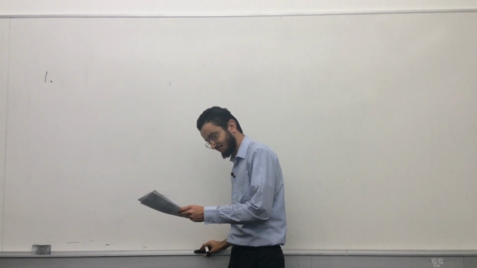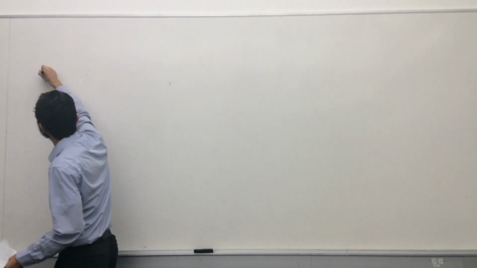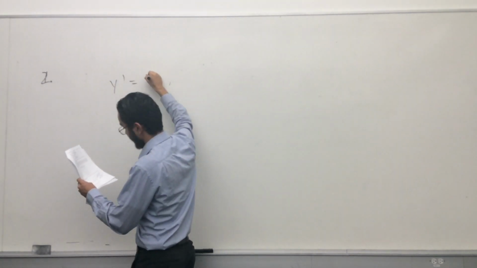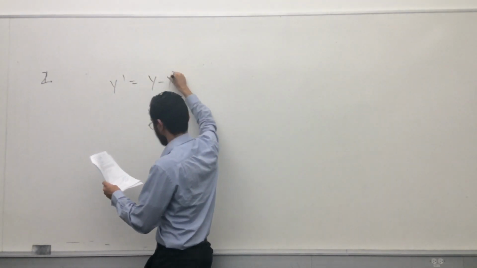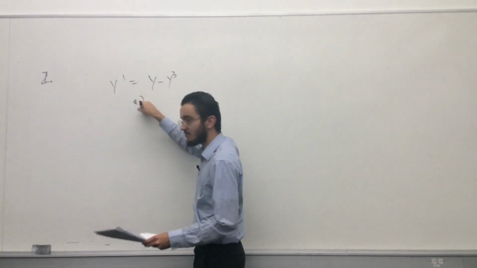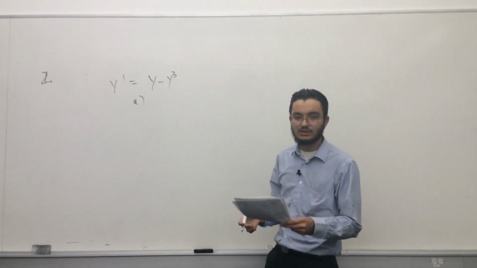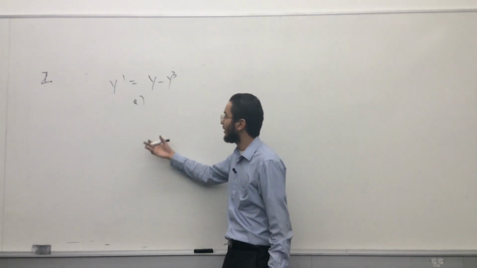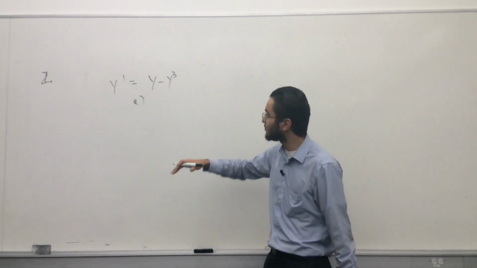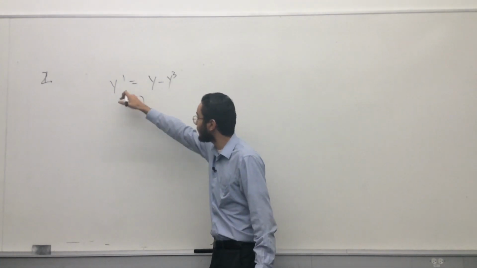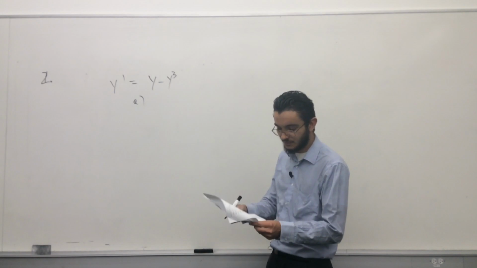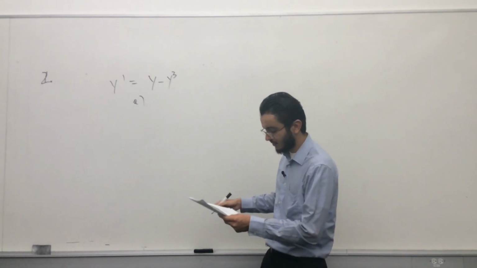So for question 2, we have the differential equation y prime is equal to y minus y cubed. And for part A, we have to identify all equilibria of the system, so basically where you have this derivative equal to 0. So when the differential equation y prime equals 0, we're going to be able to find some equilibrium asymptotes. So let's take a look.